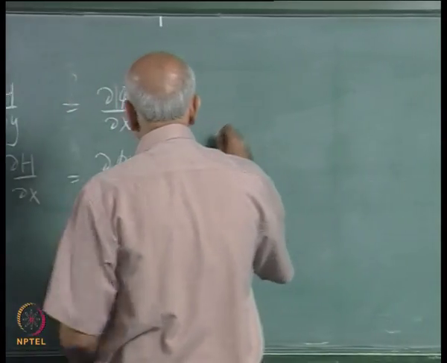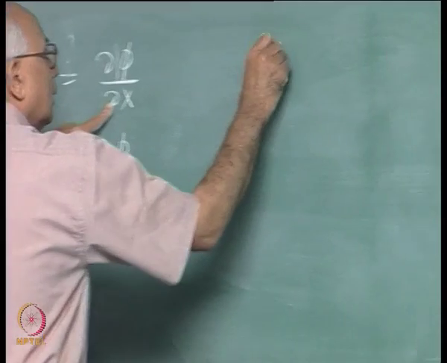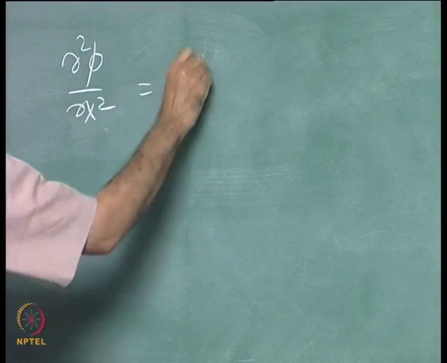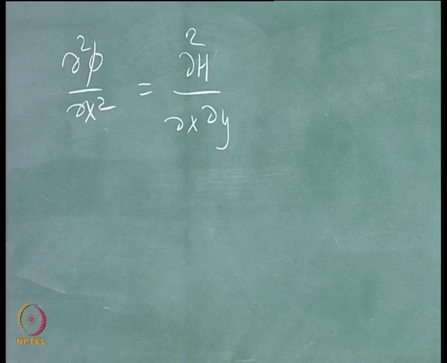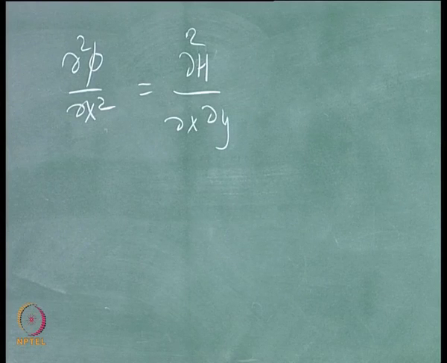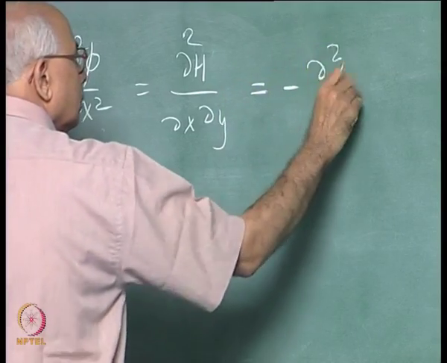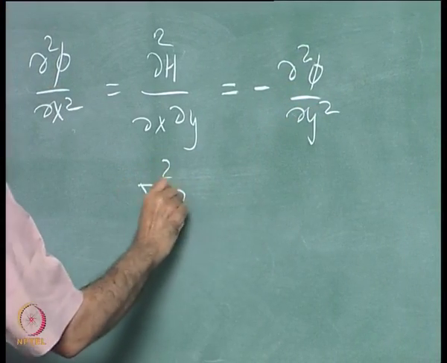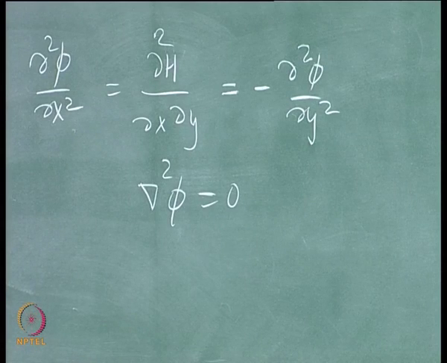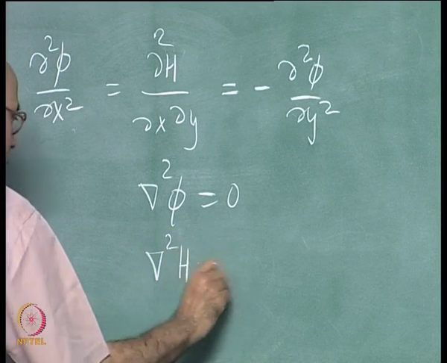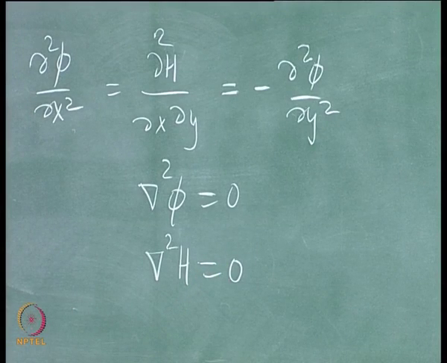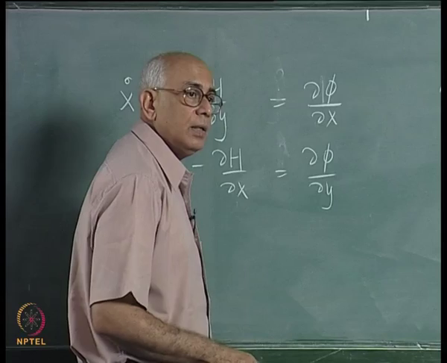What would it imply, for example, if I differentiate this a second time? I get d2 phi over dx2 must be equal to delta h over delta x delta y, and that would appear with a minus sign here, right? So this would end up being equal to, in other words, del squared phi equal to 0 in two dimensions, and similarly for h. This would also imply that del squared h is 0, which is certainly possible. So you could have functions which satisfy Laplace's equation in two variables, and then of course if h is such a function, it could also be simultaneously a gradient system.